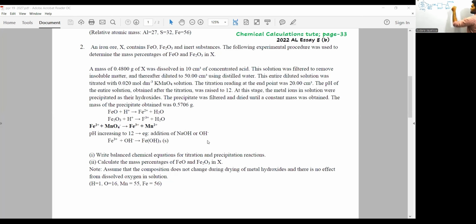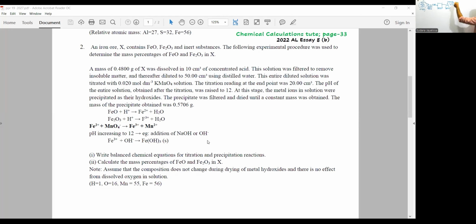The question says the KMnO4 concentration is 0.02. And do they tell us the volume? The reading at the endpoint was 20. Yes, the volume is 20 cubic centimeters. And then look at the next thing, the pH of the entire solution obtained after the titration was raised to 12.